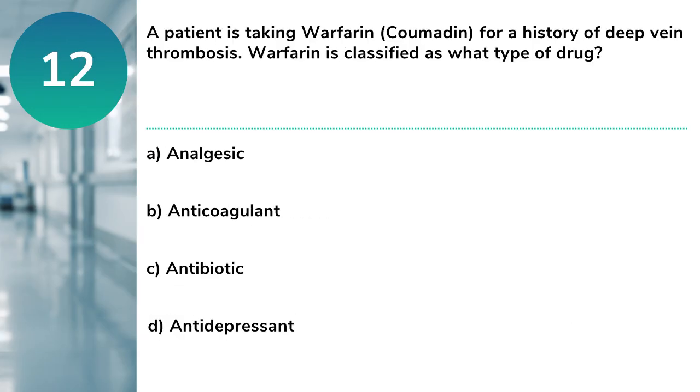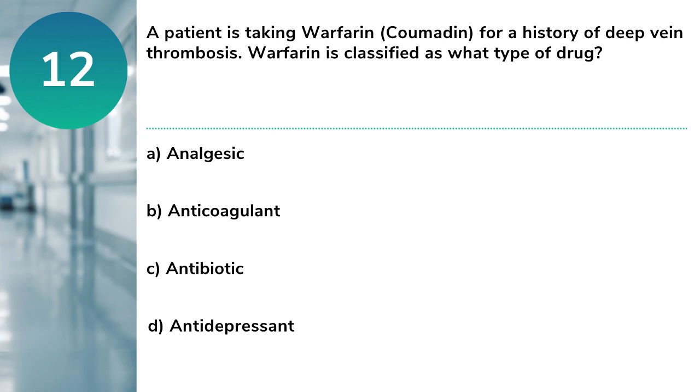Question 12. A patient is taking warfarin, Coumadin, for a history of deep vein thrombosis. Warfarin is classified as what type of drug? A. Analgesic. B. Anticoagulant. C. Antibiotic. D. Antidepressant.